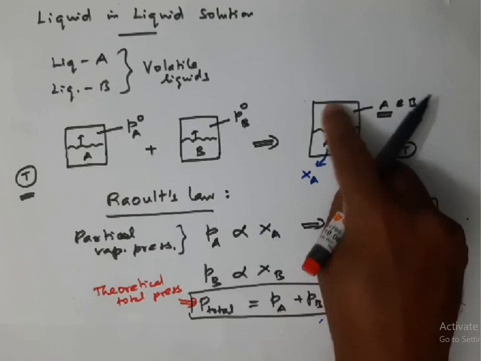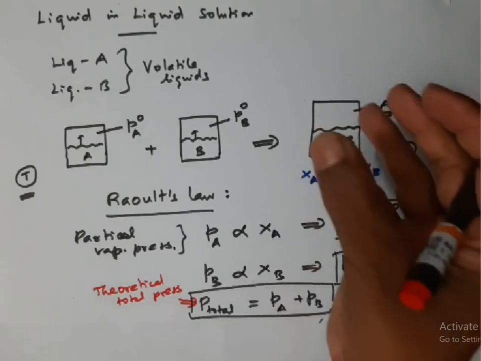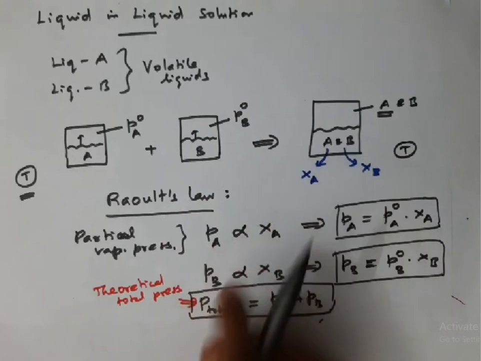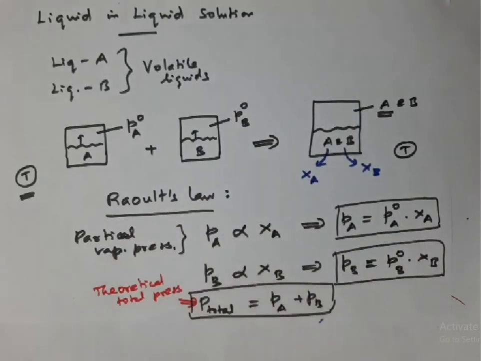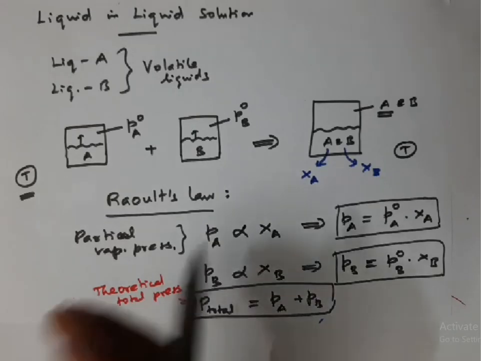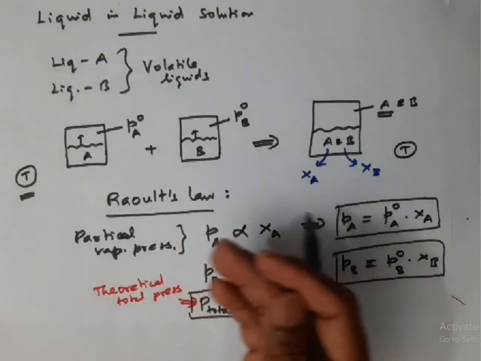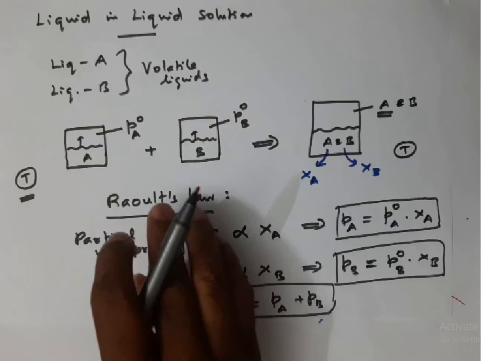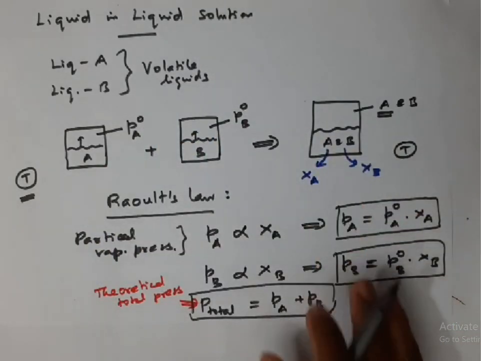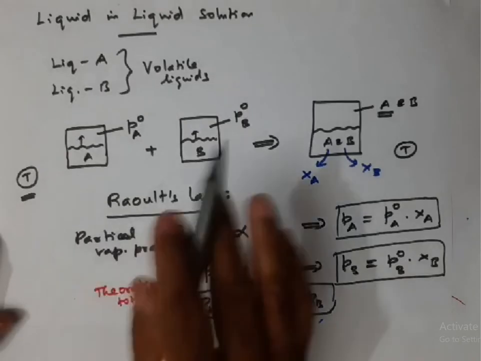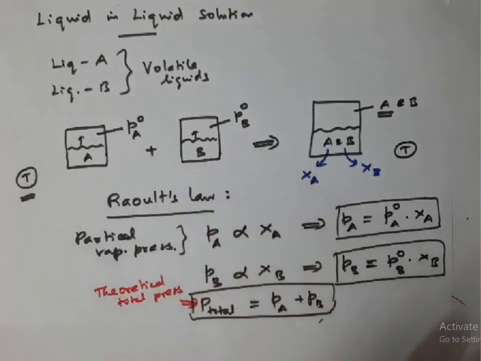Now, what is the total pressure? How to calculate the total pressure theoretically? Yes, you can calculate the total pressure theoretically by using Raoult's law. I am going to say that this Raoult's law is valid for ideal solutions. We are going to discuss that as we go along. But before that, let me tell you what Raoult's law is.